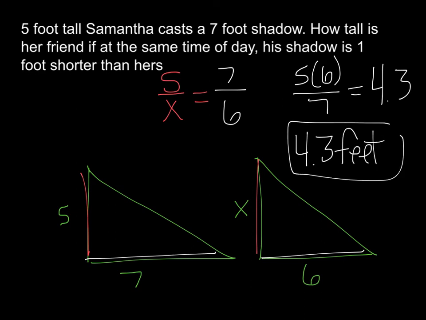Now, she's 5 foot tall, and her shadow is 7 feet. His shadow is shorter than hers, so we would assume he is also shorter than she is. And our answer supports that. So we know that we're correct.